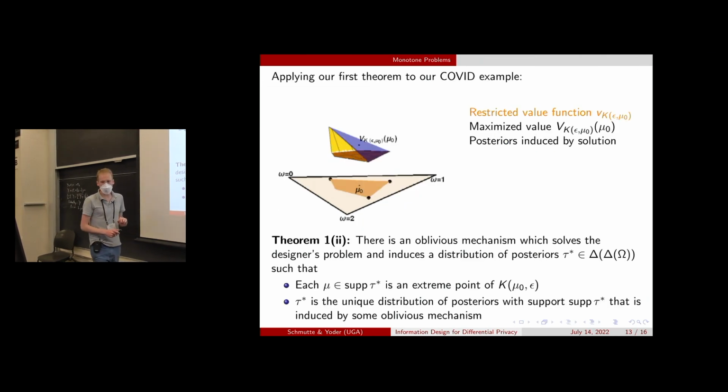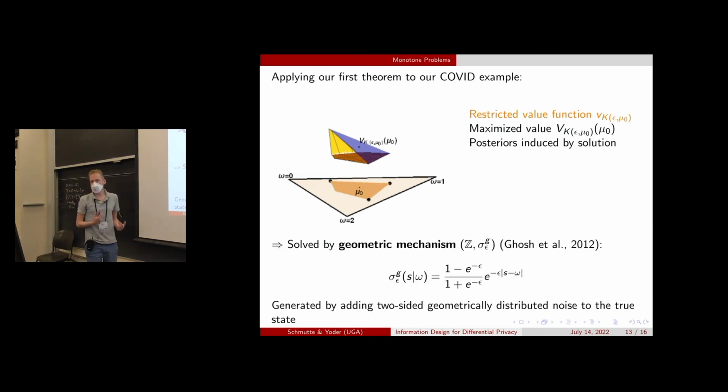Second result says that the problem has a solution that induces a distribution on the extreme points of our constraint set, and that distribution is uniquely pinned down by the posteriors in its support. Here, those are the posteriors at the left, right, and top corners of the constraint set. And it turns out that's the distribution in this example induced by a canonical mechanism from the CS literature called the geometric mechanism, which is generated by taking two-sided geometrically distributed noise, adding it to the true state, and publishing the result.